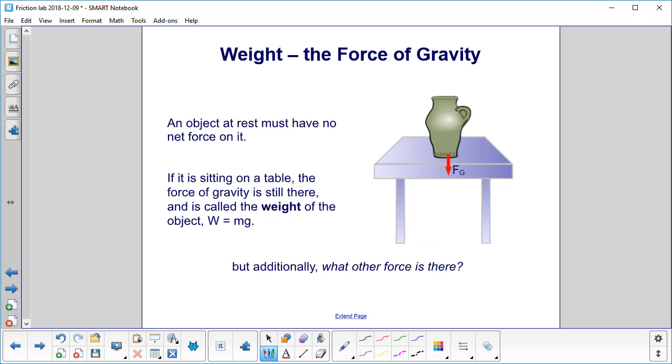An object at rest must have no net force on it. Well, that's because of Newton's second law: if you're at rest, your acceleration is equal to 0, so the net force must be 0. So if the object's sitting on a table, you still have the force of gravity, and that's pulling the object down, and we call that the weight of the object, W equals mg, or of course we can just call it the force of gravity. But additionally, what other force is there? And you can go back a couple slides and probably come up with the answer.